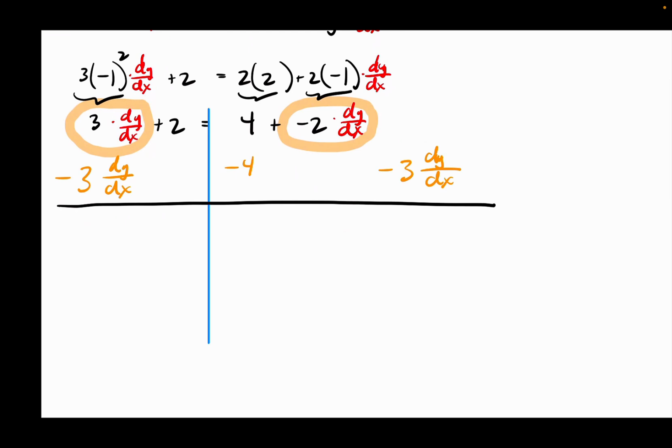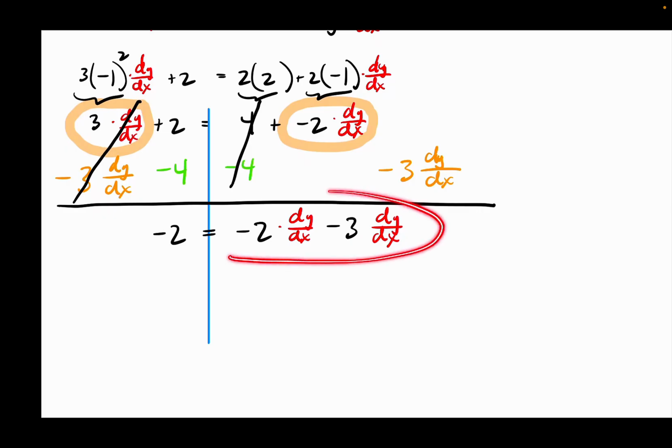Probably should use different colors. So what happens there is these guys go away, these guys go away. So now I have negative 2 equals negative 2 dy/dx minus 3 dy/dx. Are those like terms? Yeah, they both have the same tag, dy/dx, so I can actually add or subtract them. So you're going to get negative 5 dy/dx.